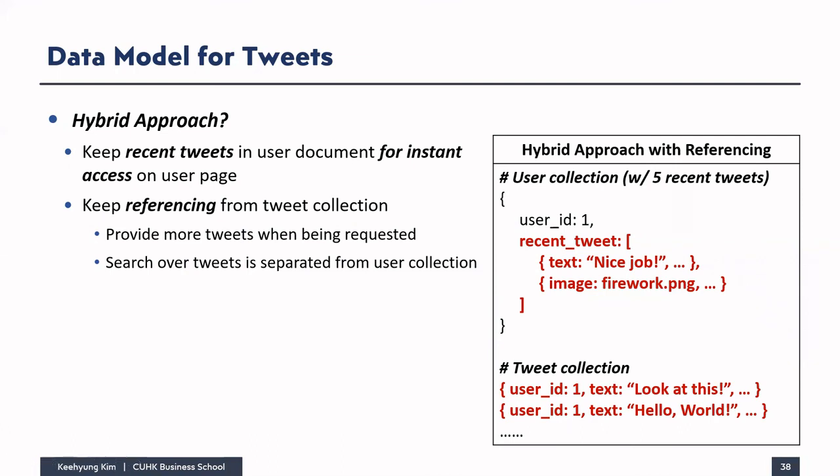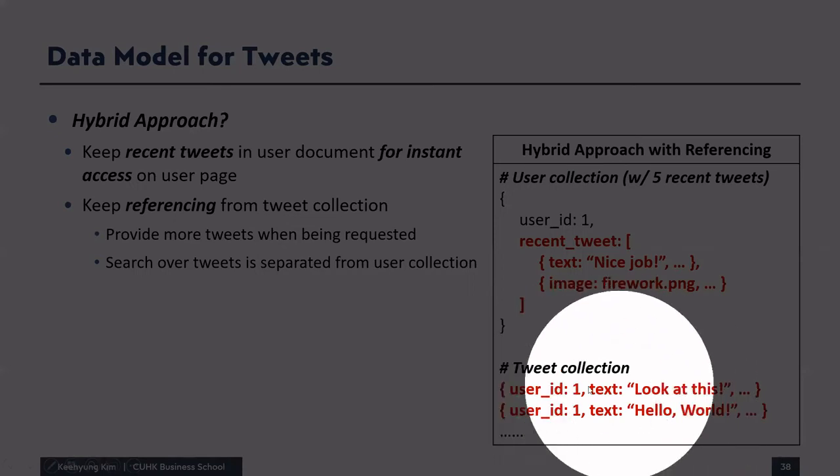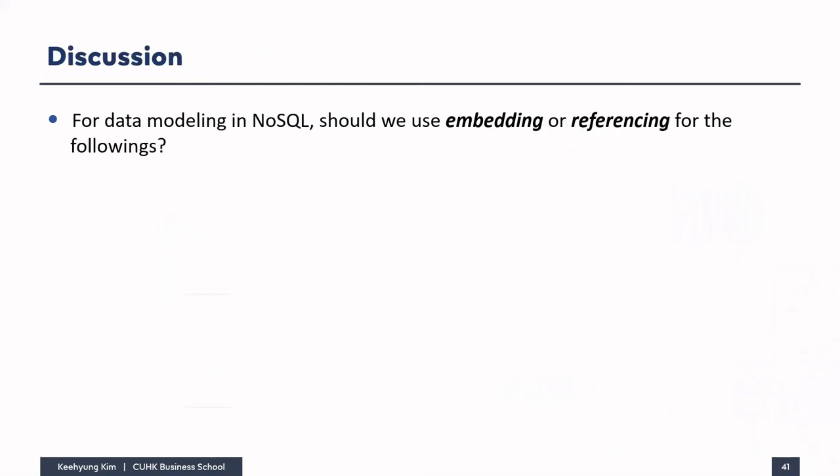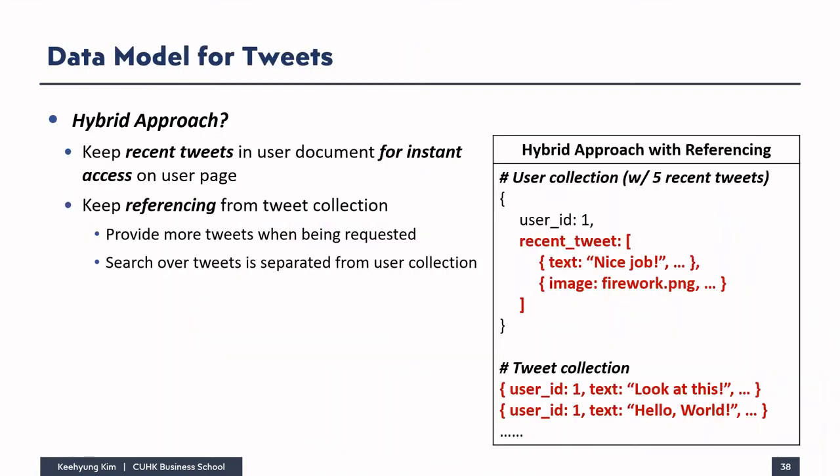So by utilizing this hybrid approach, we can provide a fast read. So when a user clicks the profile of Obama, we can show that person's information together with the recent tweets fast. So fast read operation is possible. And also, fast search operation can be provided because tweet information is also saved in another tweet collection. So that's how we can utilize the hybrid approach in this case.